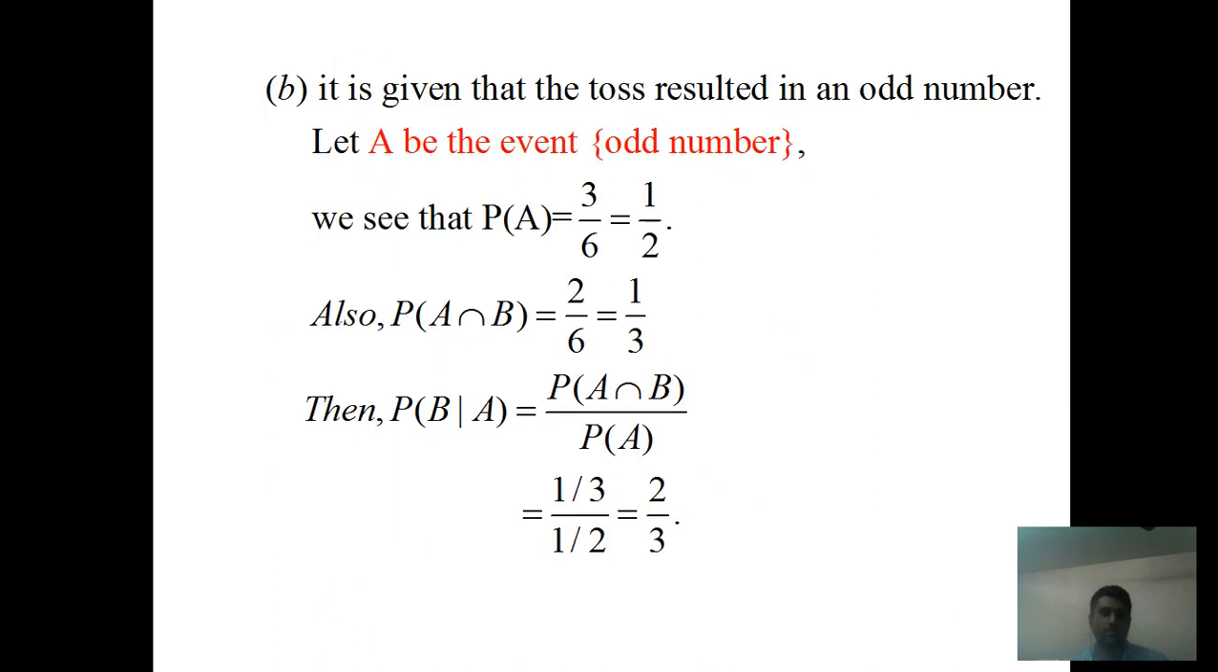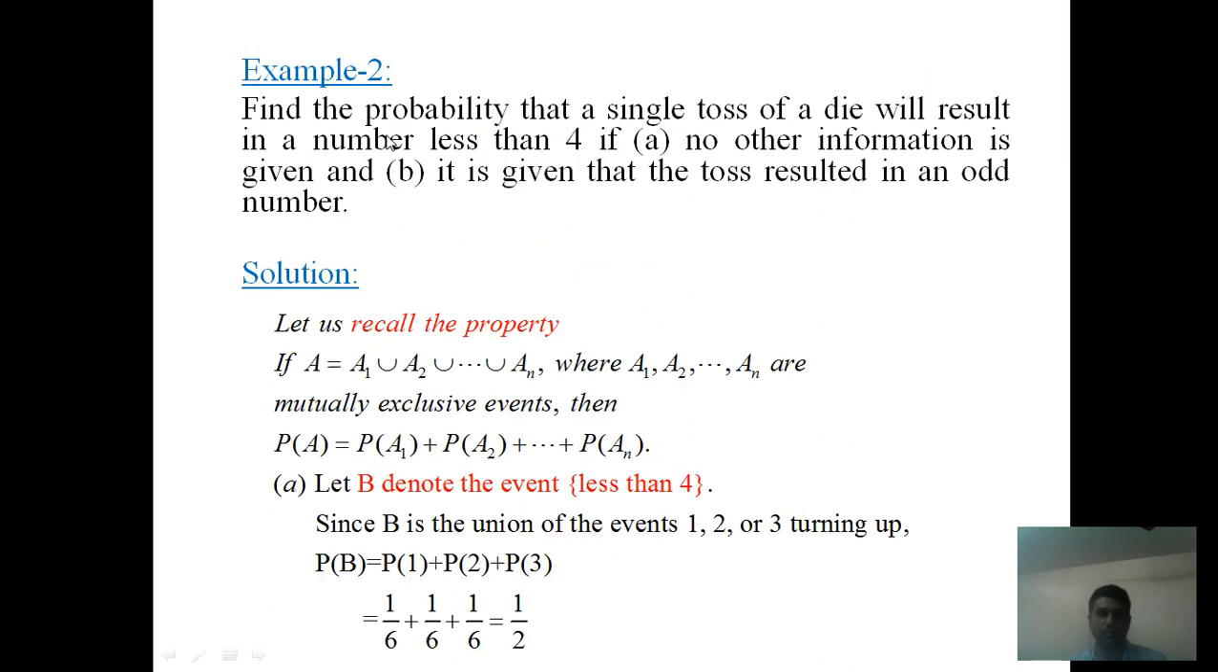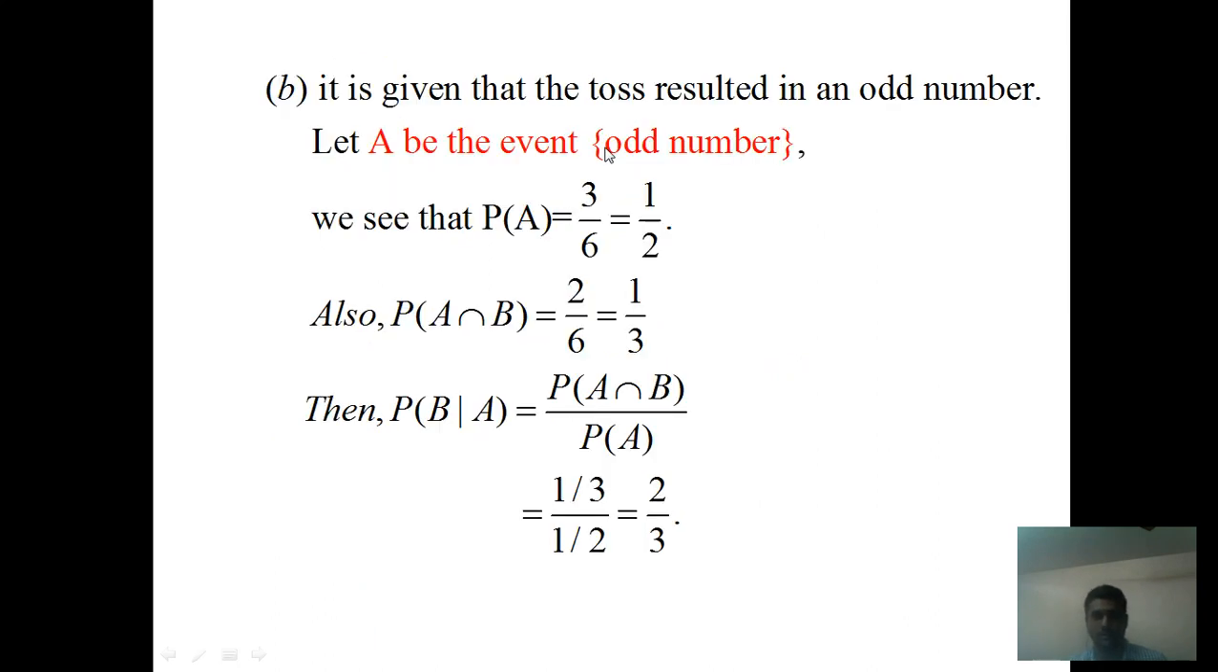The second option, it is given that the toss results in an odd number. So here simultaneously two pieces of information are given. The first one, we have to find the probability of a number which is less than 4, and the second one, the toss results in an odd number. So first of all we have to assume, let capital A be an event which is an odd number.